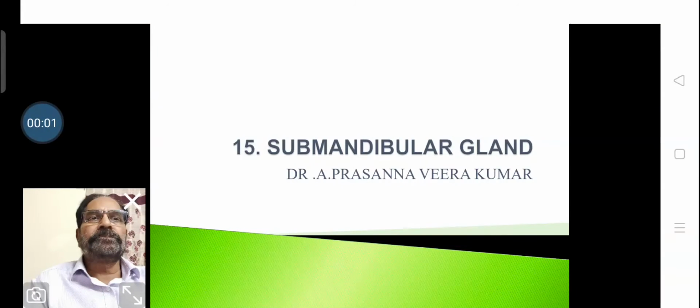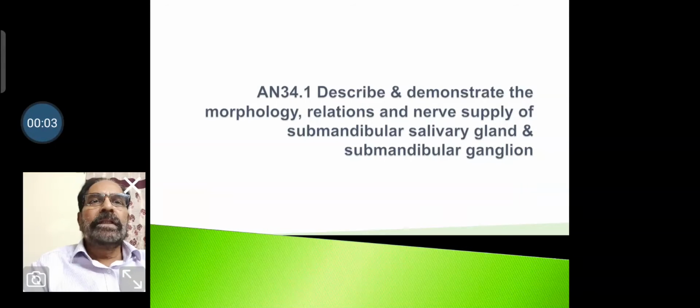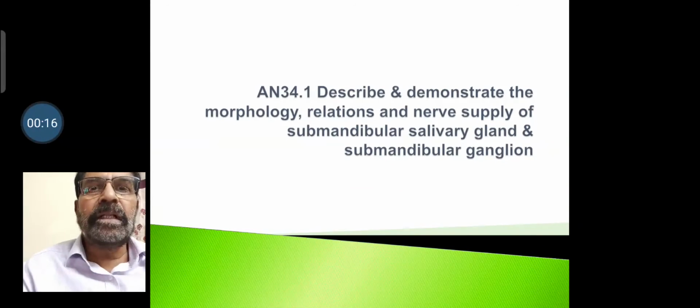Submandibular gland. So in this, the competency we are covering is the morphology, relations, nerve supply of submandibular gland, and we also discuss submandibular ganglion.